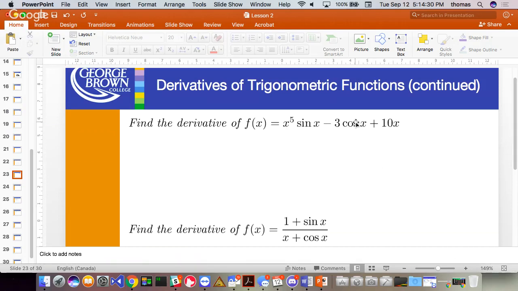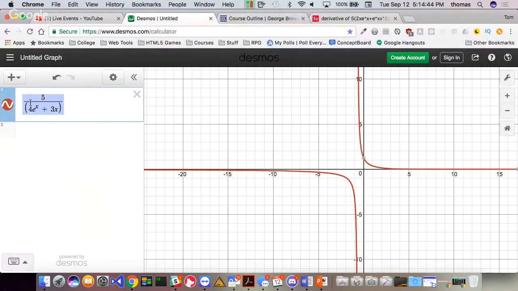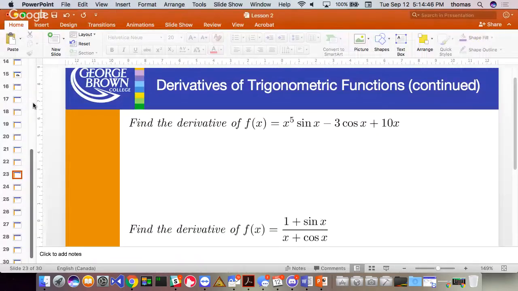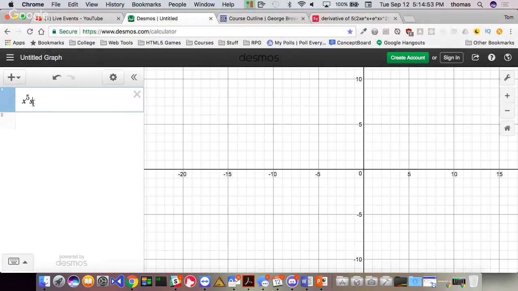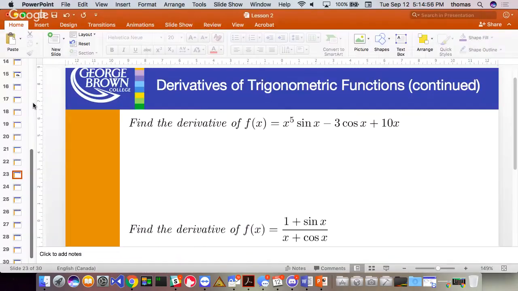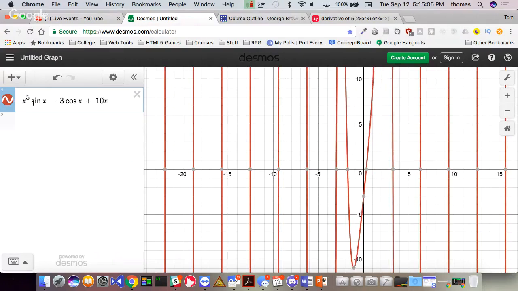So let's take a look at this one. This is interesting. It's a big one, or looks big. Now, remember, we're trying to accumulate all the rules we're using here to make this all work. So let's do this big one. We'll write this out: x to the 5, times sine of x, minus 3 times cos of x, plus a scalar of 10x, or a translation of 10x. What a great graph that is, lines all over the place.